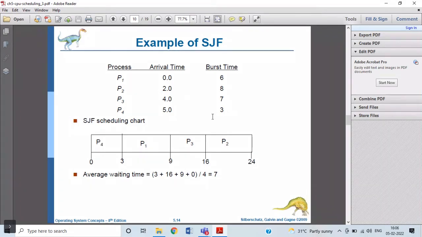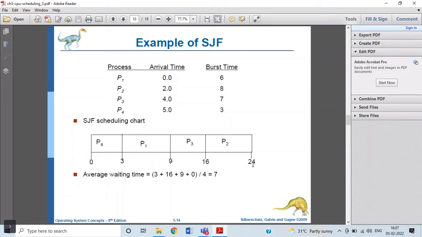After P4, P1 has the smallest time. So in ascending order, P1 will be executed next, then P3, and then P2 will be executed. According to this, the waiting times will change. For P4 it is 0 to 3, and for P1, which has 6 seconds, it is 3 to 9. For P3 it is around 7, so 9 to 16, and then 16 to 24.